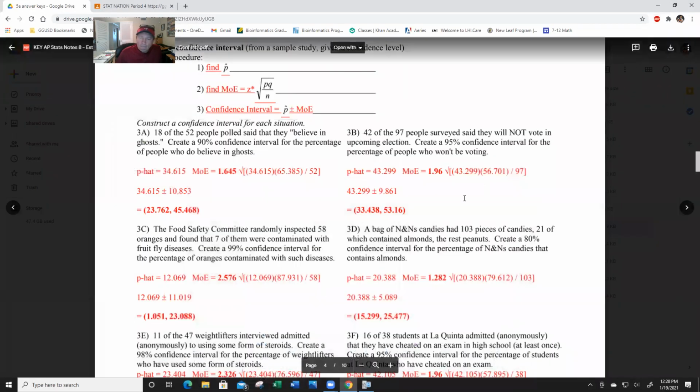Okay, the next one, D. A bag of M&Ms has 103 pieces of candy, 21 contain almonds, the rest peanuts. Create an 80% confidence interval for the percentage of M&M candies that contain almonds. All right, no problem. First thing, p hat is 21 over 103, which is probably around 20%. I'm going to put 20%. All right, so my estimate is 20%, plus or minus.